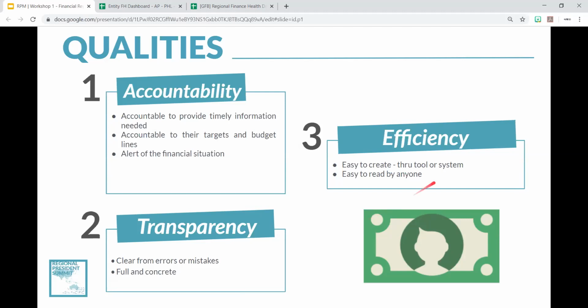And third, you need efficiency, because if you're going to create a report, it needs to be easy to create, like if you're going to use a tool or a system, and easy to read by anyone. Of course, because if you want that information, anyone, regardless of whether this person has a finance background or no finance background, would be able to easily understand the financial information that you can see.